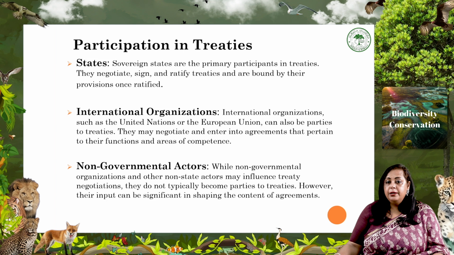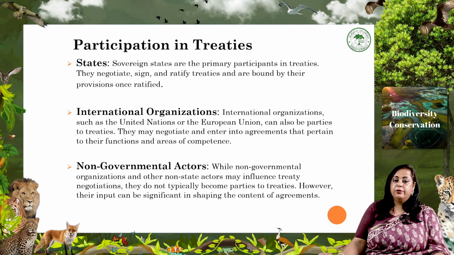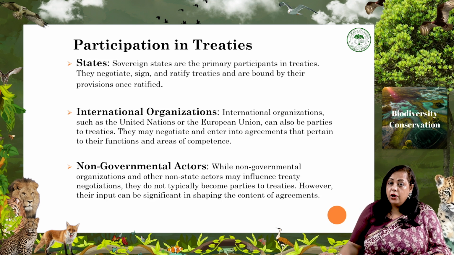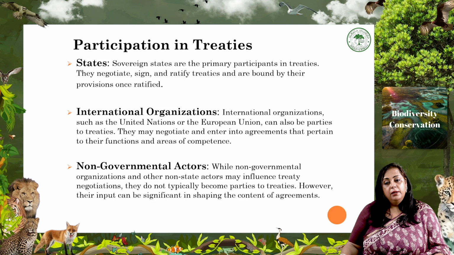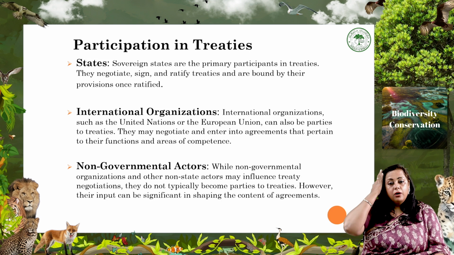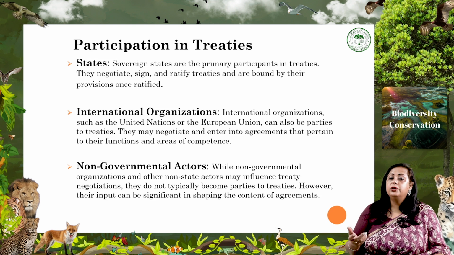States. Sovereign states are the primary participants in treaties. They negotiate, sign, and ratify treaties and are bound by their provisions when ratified. International organizations such as the United Nations or the European Union can also be parties to treaties. They may negotiate and enter into agreements that pertain to their functions and areas of competence. So there are international organizations. They can be a party to any convention, like the United Nations or the European Union.